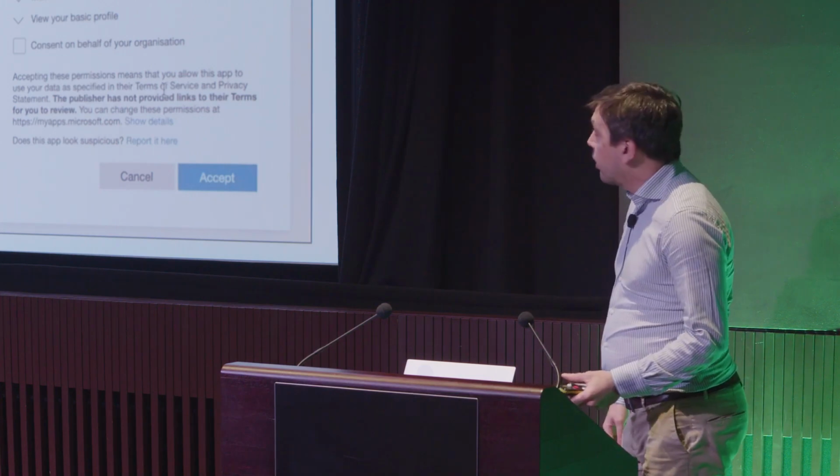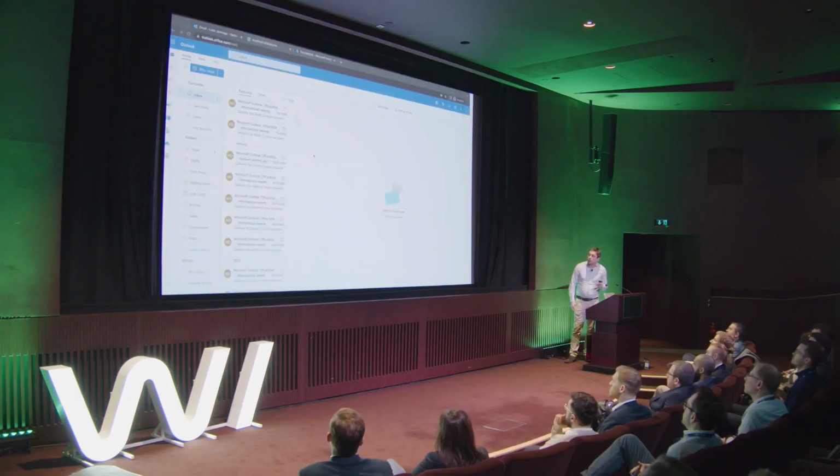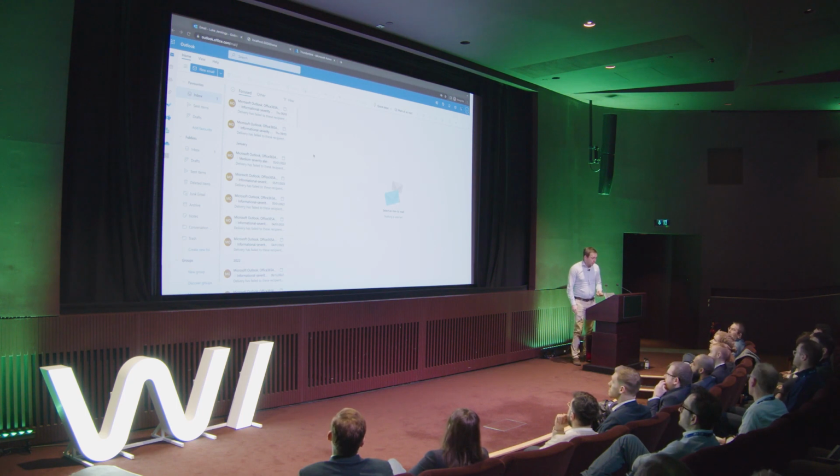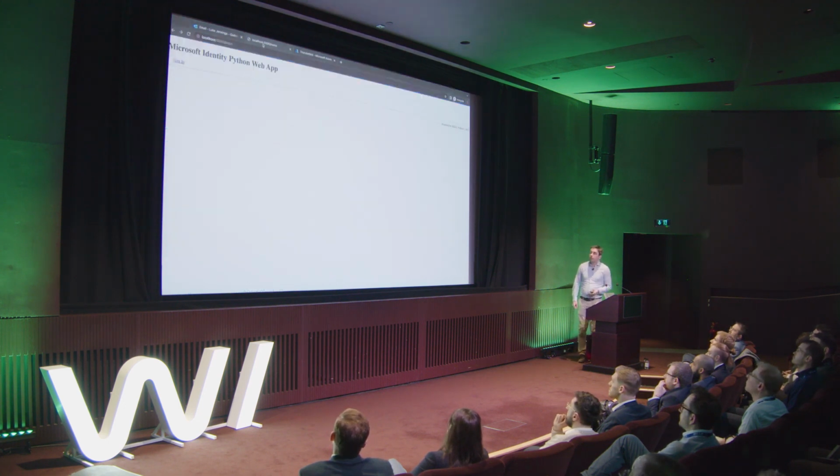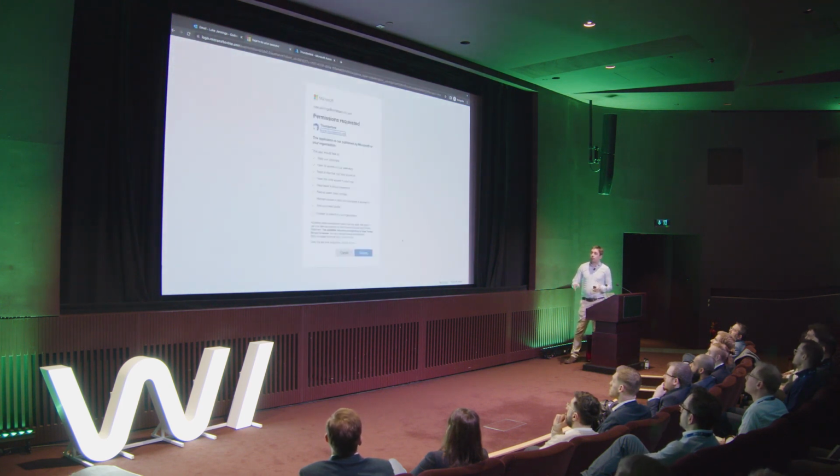So I've got a very quick, if it's going to work properly, demo. So let's say I'm logged in as a user I've compromised. I'm just in there, in their Outlook email, for example, at the moment. I then go to my own web app, essentially. Click to sign in. Now I'm already signed in, so I don't need to re-log in. So it's just going to straight away ask me for those permissions.